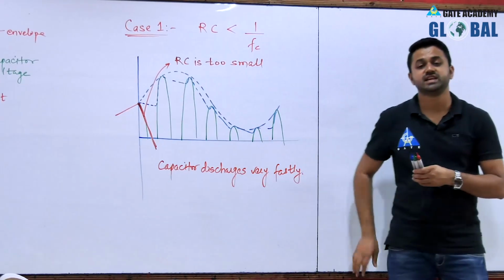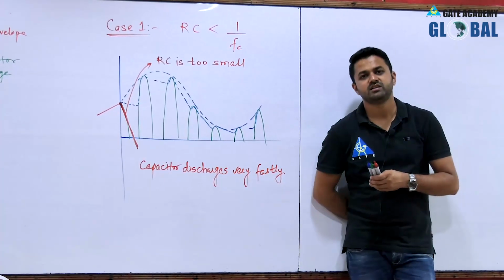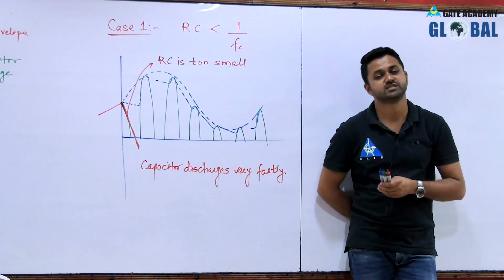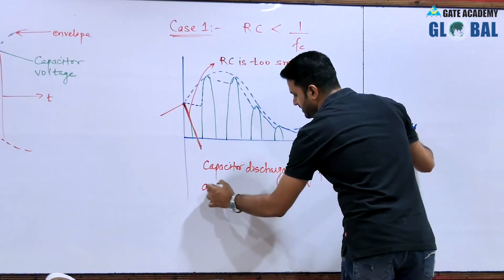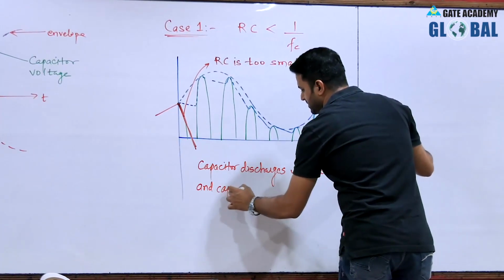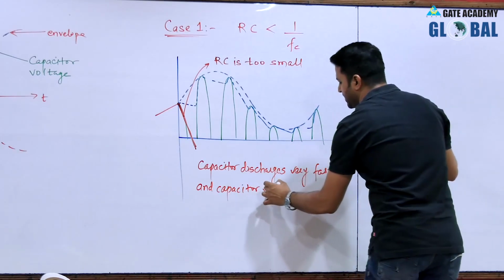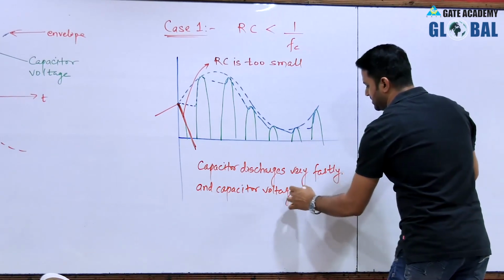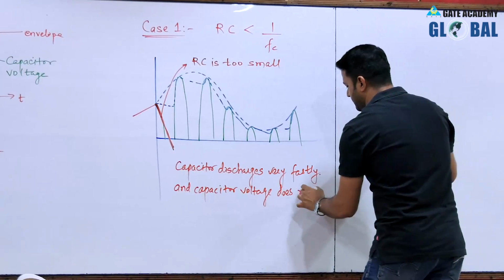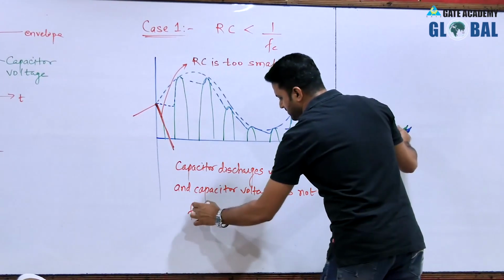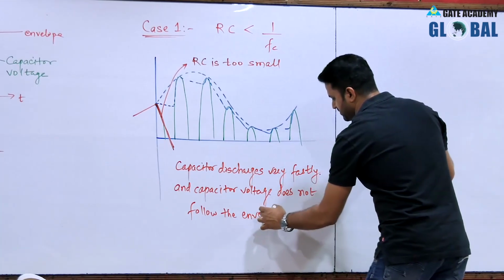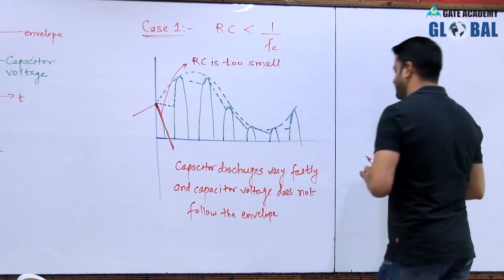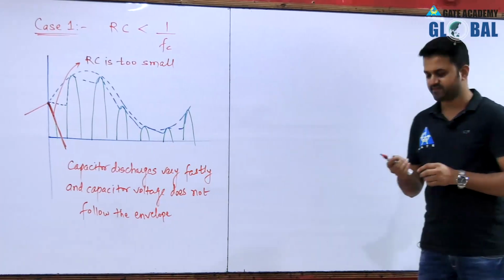The capacitor discharges very fast, even before the time period of the carrier, and it does not follow the envelope properly. The capacitor voltage does not follow the envelope. This is case 1.